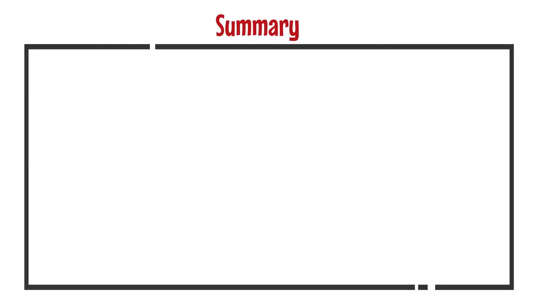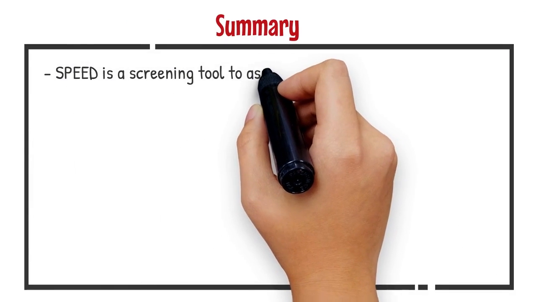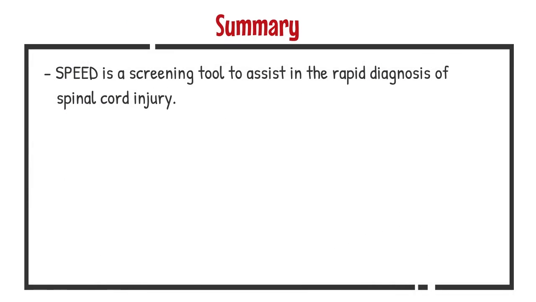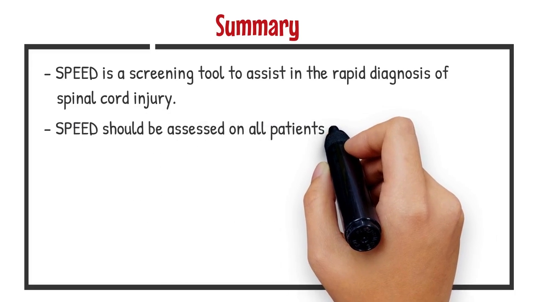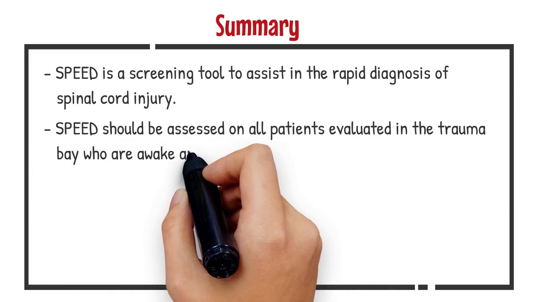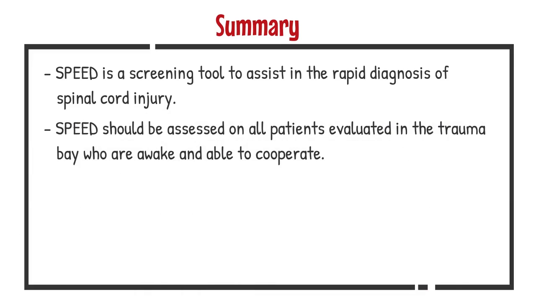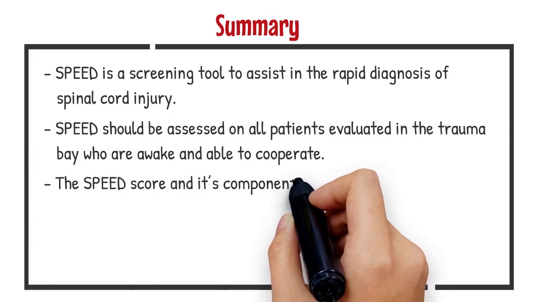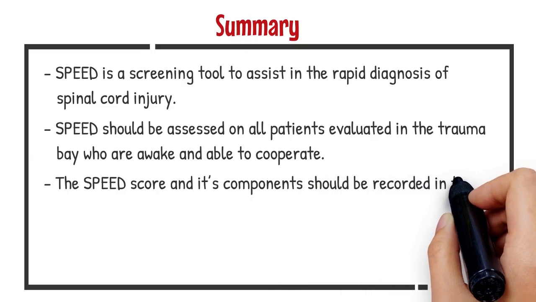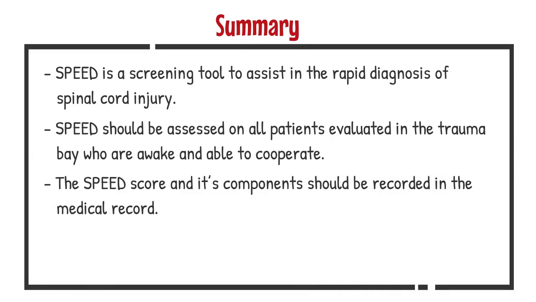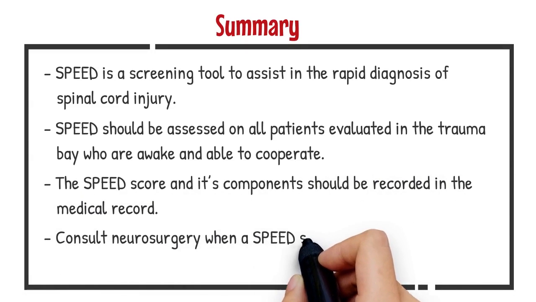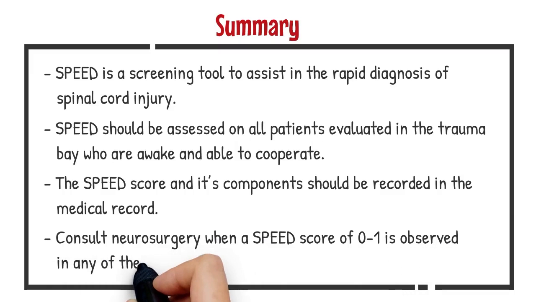To sum up, SPEED is a screening tool to assist in the rapid diagnosis of spinal cord injury. It should be done on all awake and cooperative trauma patients during the secondary survey. Results should be recorded in the medical record and is also used to determine next steps in the plan of care for the patient. If a score of 0 to 1 is observed in any of the exam sections, neurosurgery should be contacted.